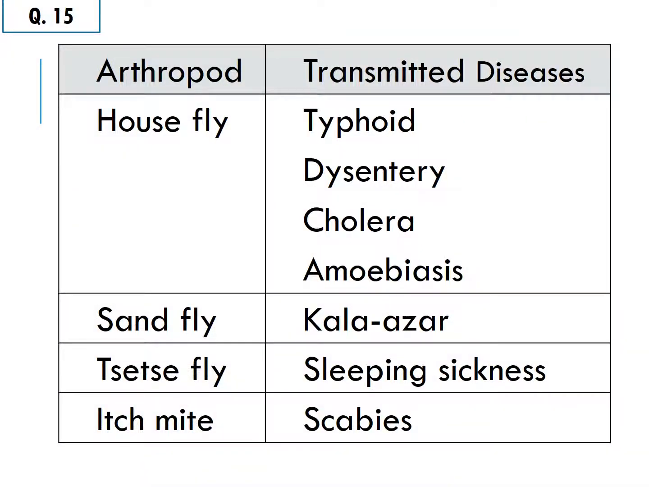Let us go for an orientation of arthropods and the relevant transmitted diseases. Housefly causes typhoid, dysentery, cholera, and amoebiasis. Sandfly causes Kala Azar. Tsetse fly causes sleeping sickness, and mites cause scabies, especially Sarcoptes scabiei.